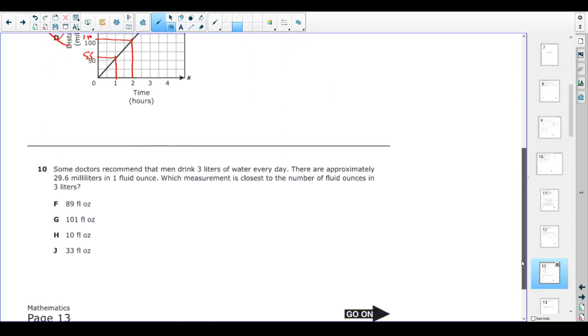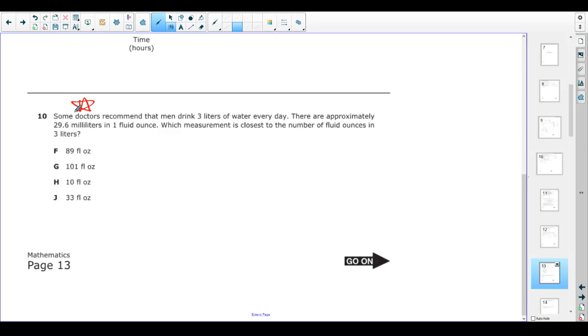Nice. Alright, number 10. This one was kind of tricky. It's a couple of steps here. Doctors recommend drinking 3 liters of water every day, with 29.6 milliliters in 1 fluid ounce. Which measurement is closest to the number of fluid ounces in 3 liters? We're comparing milliliters to ounces, so we can make a proportion here. So you can say milliliters to ounces, and the rate is 29.6 over 1 equals something. But now the problem is that what we have is 3 liters, which is not milliliters.